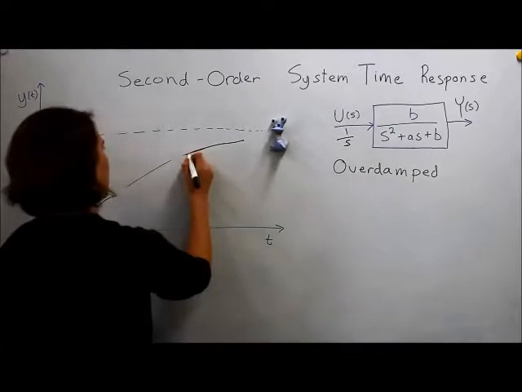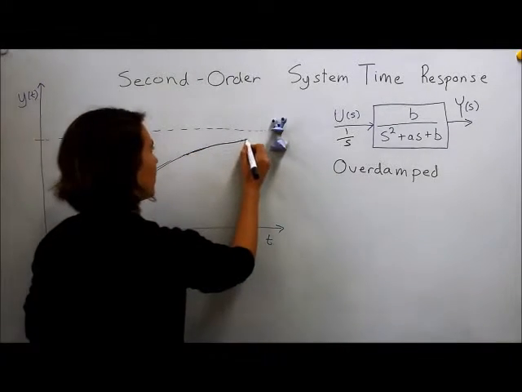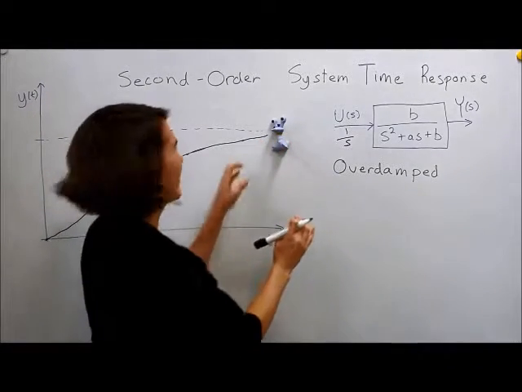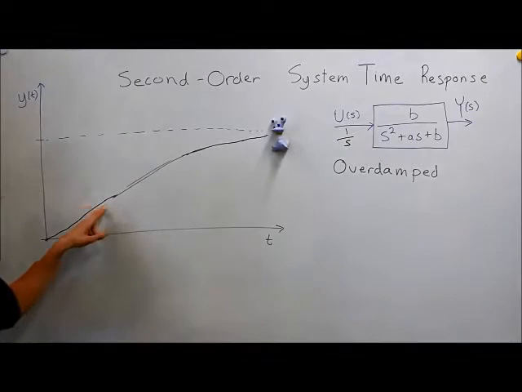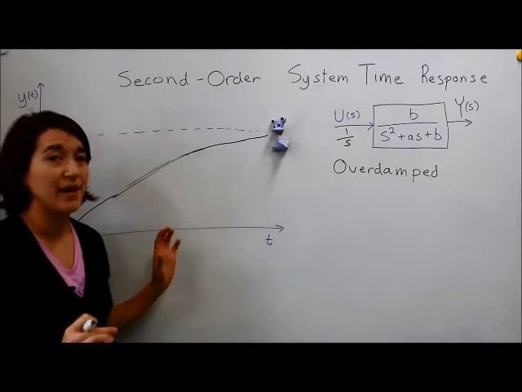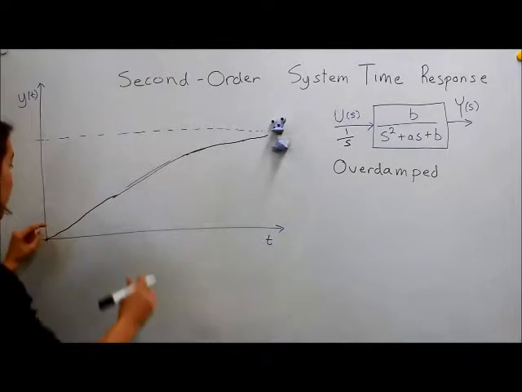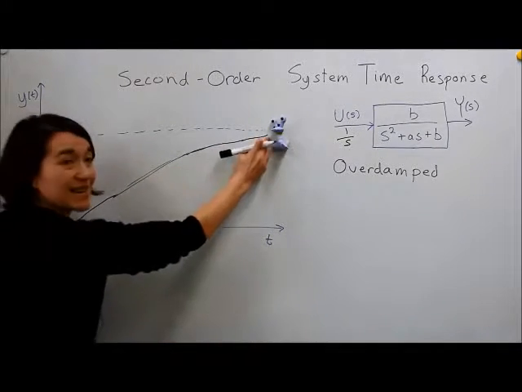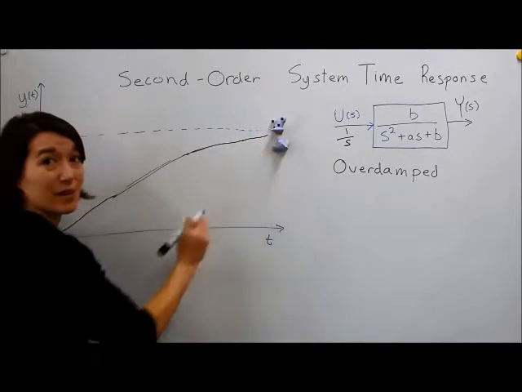It just takes a really long time to get going, and eventually it kind of gets there. Maybe that's close enough. But this is what we would call overdamped. And so here, if you remember our rise time and our settling time, we have a really long rise time and a really long settling time because we do not settle very quickly.